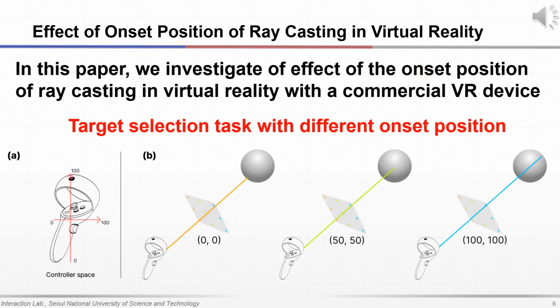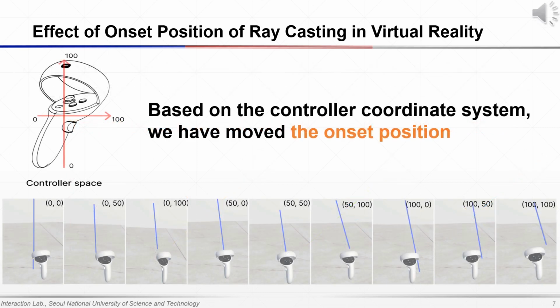To investigate the impact of onset position of ray casting, in this study, we conducted target selection tasks with different onset positions. We have 9 onset positions along the X and Y axes in controller space. Participants performed target selection tasks using different onset positions with different target widths and distances, based on the pointing task.